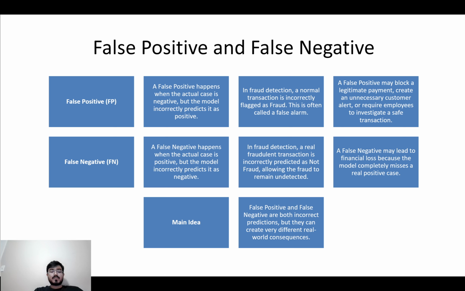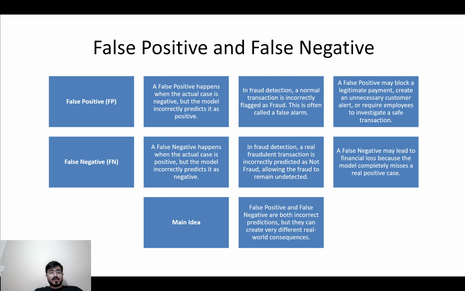So the next two outcomes are false positive and false negative. These are very important because they represent the mistakes made by a machine learning model. Let's begin with the false positive, or FP. A false positive happens when the actual result is negative, but the model incorrectly predicts it as positive.